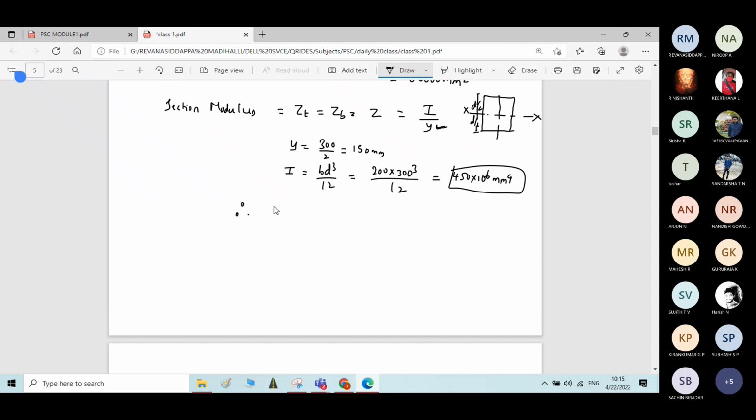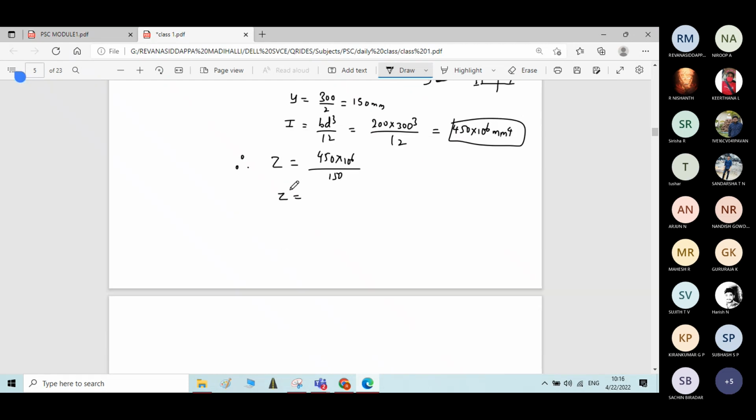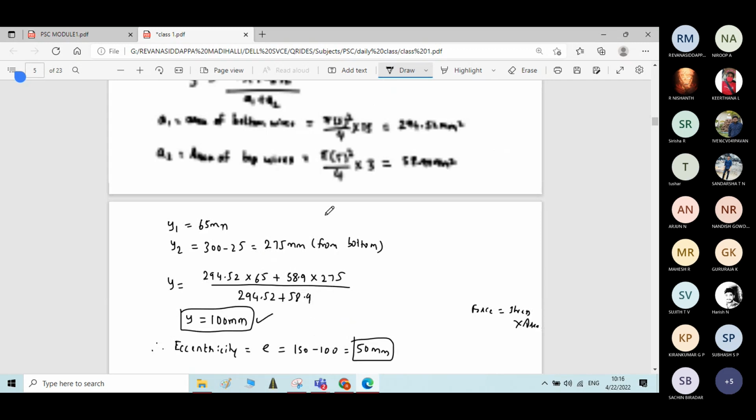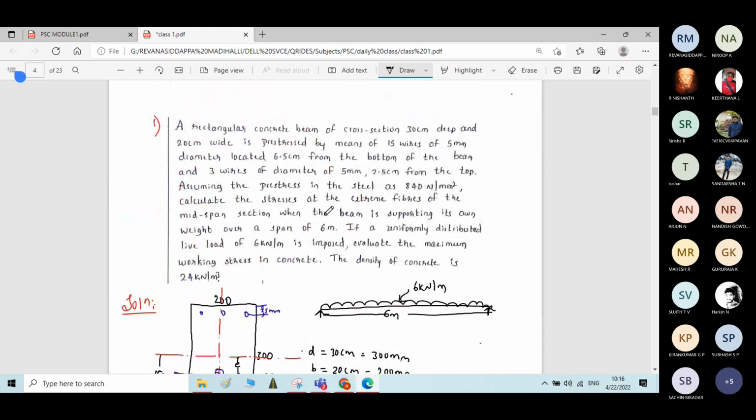Therefore, section modulus Z is equal to I by Y. I is 450 into 10 power 6 divided by Y is 150. Z is equal to how much will you get? It will be 3 into 10 power 6. What is the unit for section modulus? It is mm cube. 3 into 10 power 6 mm cube. Okay, now you got section modulus as well.